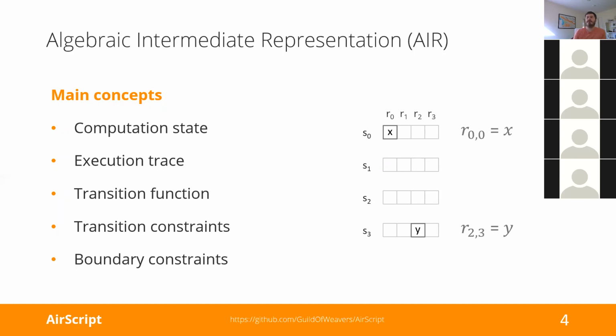And then the last thing is boundary constraints. They just allow you to say that at a given point in time, or at a given step, a given register has a specified value. Now, both transition constraints and boundary constraints are just a different way to think about rational constraints. At the most basic level, they have the same representation. But conceptually, I think it makes sense to separate them. And I'll focus much more on the transition constraints in this presentation.